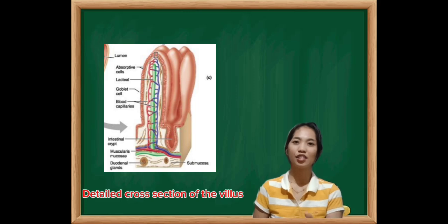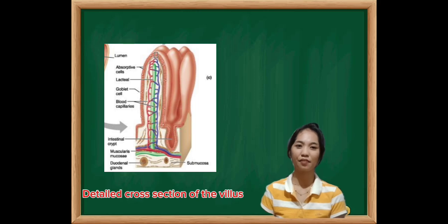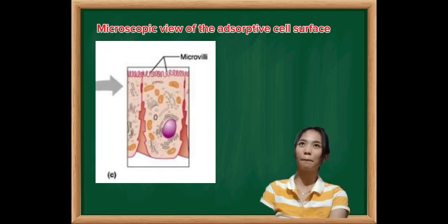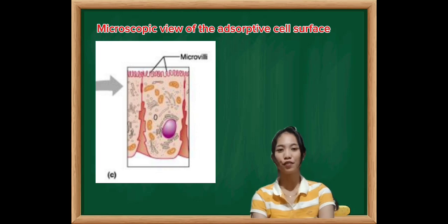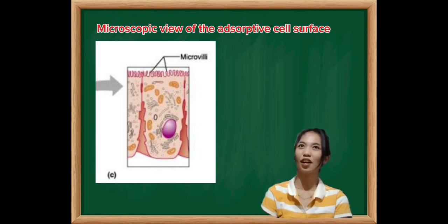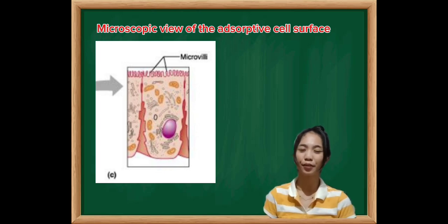Now, let's go to the submucosa. The submucosa is a layer of connective tissue beneath the mucosa containing blood vessels, nerves, and lymphatic vessels. Now, let us proceed to the microscopic view of the absorptive cell surface. This section shows a highly magnified view of the apical surface of an absorptive cell, revealing the presence of microvilli. The tiny finger-like projections on the surface of the absorptive cells significantly increase the surface area for nutrient absorption, maximizing the efficiency of the process. They form a structure called the brush border.